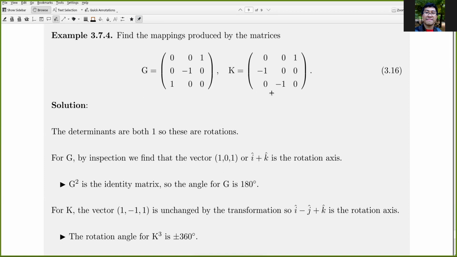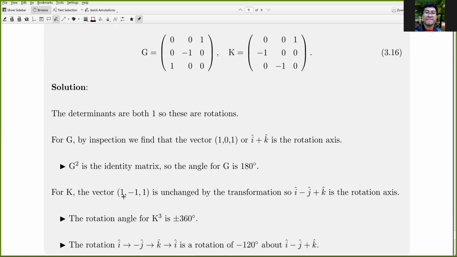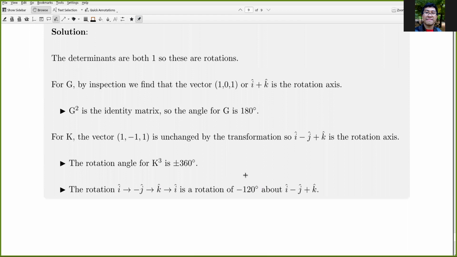For the K matrix here, the vector 1, -1, 1 is unchanged. So i minus j plus k is the rotation axis. K multiplied 3 times gives us 1 full rotation, so K is just a 120 degrees rotation. Okay, so the rotation i going to minus j, going to k, going to back to i is a minus 120 degrees rotation about this rotation axis.